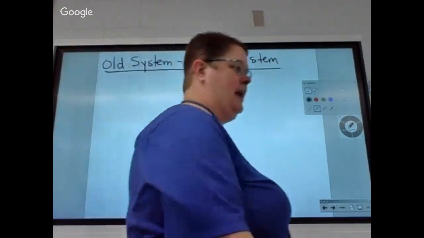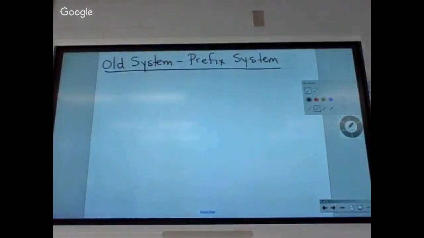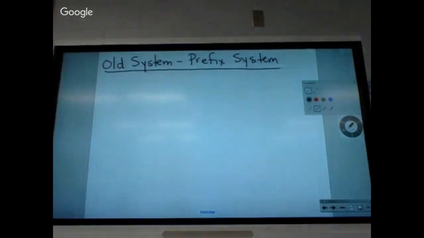We have to add a kink. All right? Unfortunately, the state wants you to also be able to use the old system or the prefix system, which is not a bad thing. Y'all are in a chemistry class, so you should be able to use the old system and the prefix system. The challenge is, like I said yesterday, you can only use this with what kind of compounds?